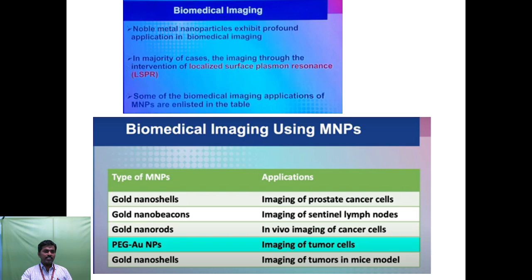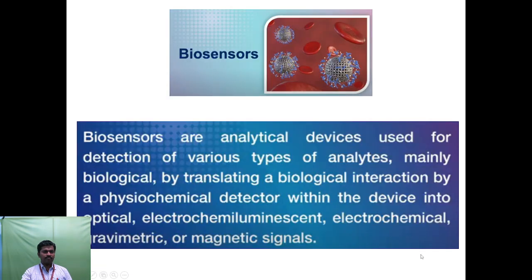Biomedical imaging. These are some nanomaterials involved in biomedical imaging. Gold nanoparticles in the imaging of prostate cancer cells. Gold nanorods in in vivo imaging of cancer cells. Gold nanocells imaging tumors in a mouse model.